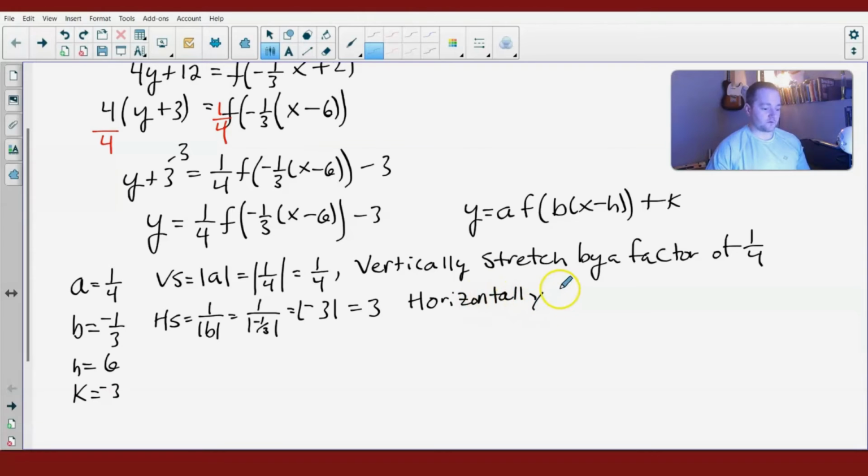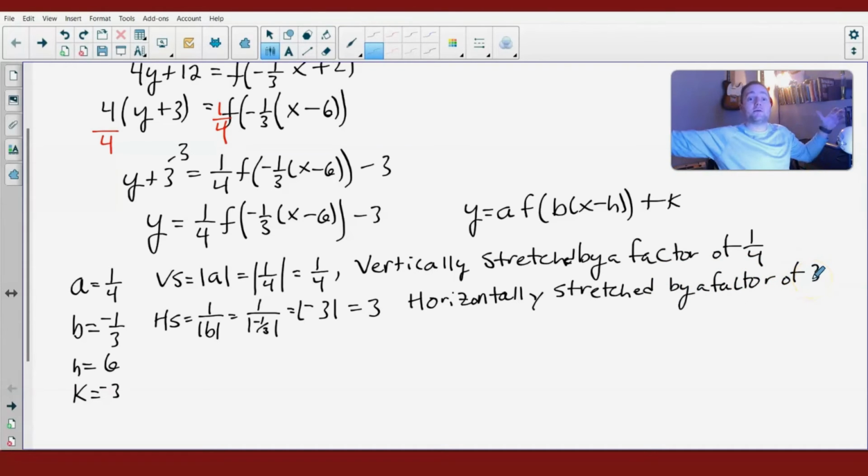You guys know my weakness, which is English. Horizontally, and I forgot the "ed": horizontally stretched by a factor of 3. So in terms of the graph, this will be 3 times as long. All the x values will be 3 times bigger.